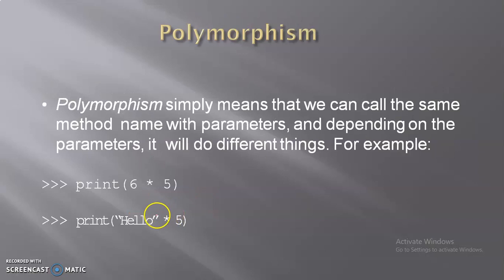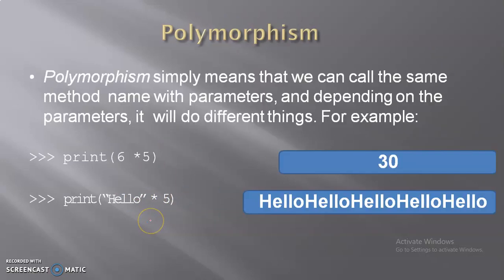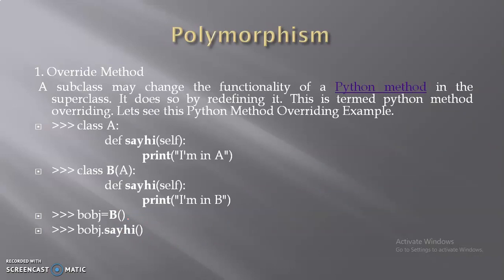We check the output of these two. 6 into 5 is 30. Hello into 5 is hello repeated 5 times. Next we'll see how we can override a method, with an example.